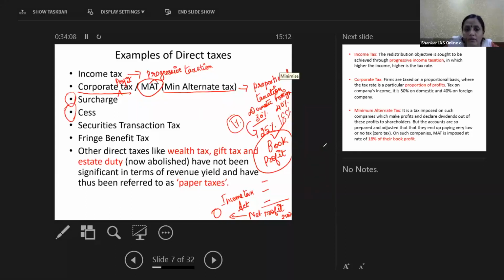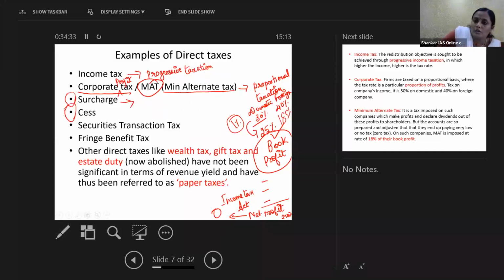So we'll go ahead with the two concepts called the surcharge and the cess. Right? So we have said two major types of direct taxes. One is your income tax, another one is the corporate profit tax. Now we are going to tell some additional, or let me call them complementary, concepts of the income tax and the corporate profit tax. First, the surcharge.